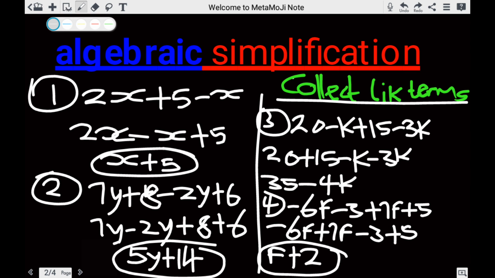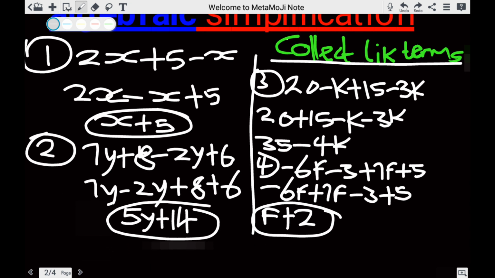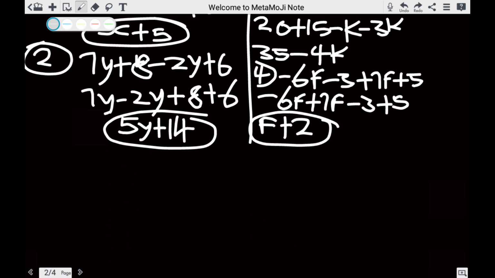Minus 6f minus 3 plus 7f plus 5. So you have f plus 2. Now I hope that you are following me in this algebraic simplification. Now we're going to continue and talk about something more complex. I want to move everything that is on the screen up, so you need to pay attention to everything I'm doing here.